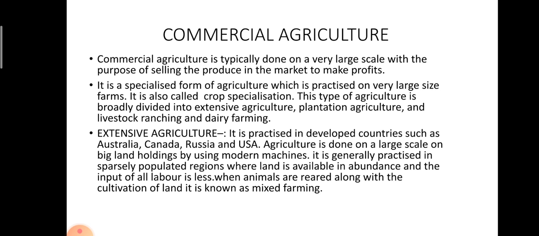Commercial agriculture is also divided into 4 types: extensive agriculture, plantation agriculture, livestock ranching, and dairy farming. Extensive agriculture is practiced in developed countries like Australia, Canada, Russia, and USA.